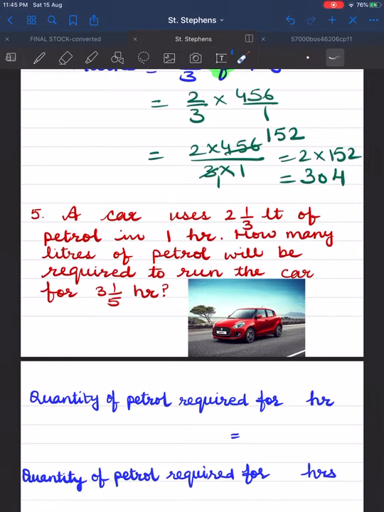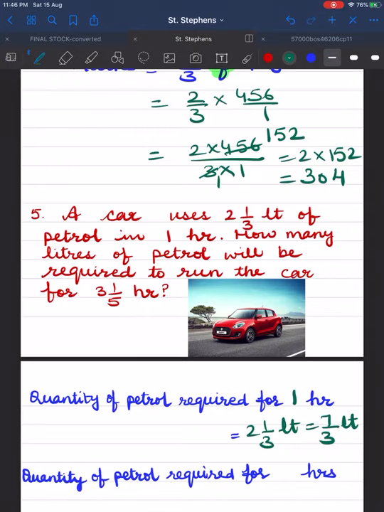Now fifth, a car uses 1 on 3 liters of petrol in 1 hour. How many liters of petrol will be required to run the car for 3 1 on 5 hours? Now here quantity of petrol required for 1 hour is equal to 1 on 3 liters. Convert this into improper fraction, we get 4 on 3 liters.